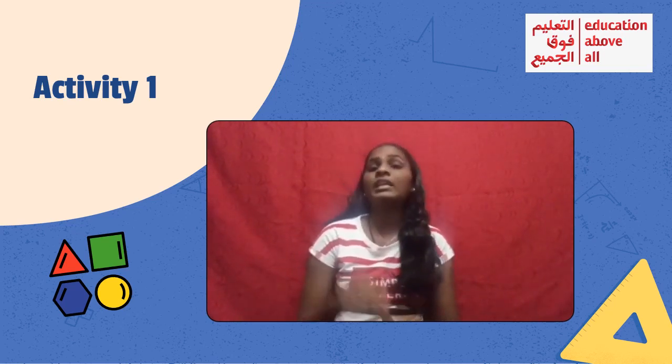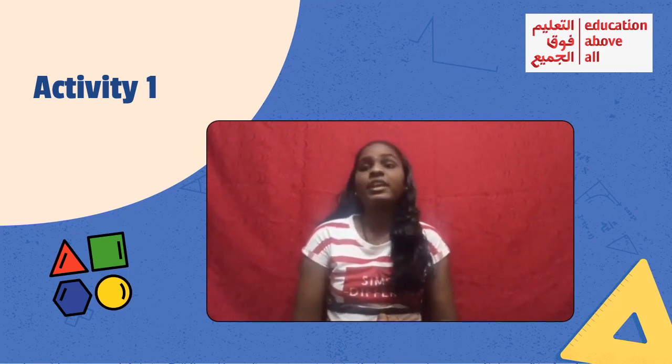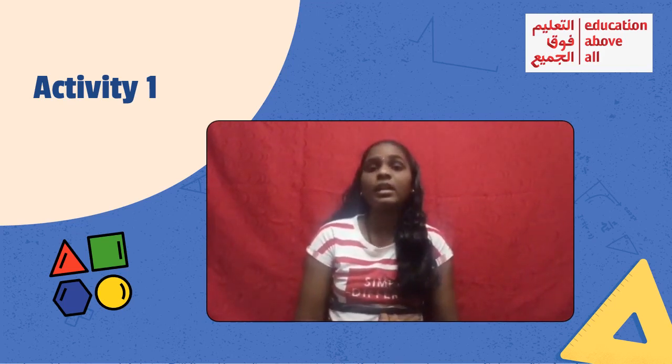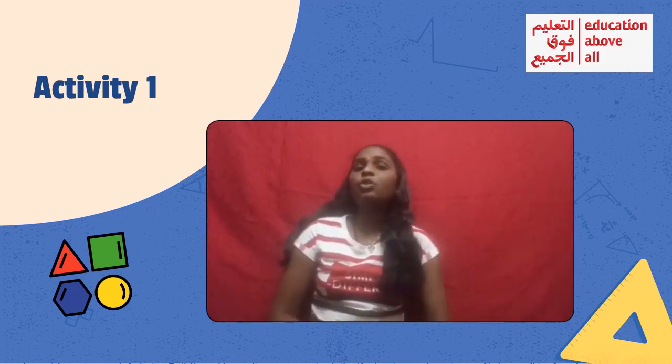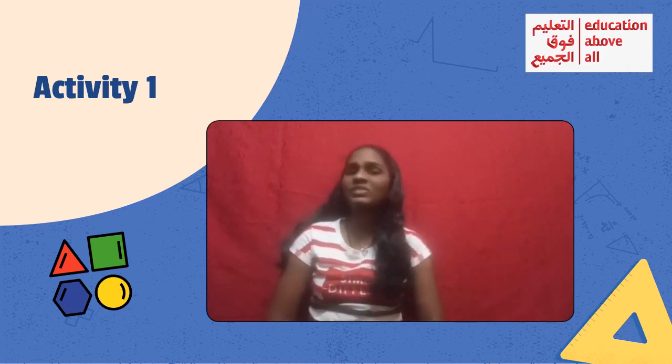A square has four equal sides and four right 90-degree angles. A rectangle has four angles, but its sides are not all equal. I would now like to go around the house and find various objects in each of these shapes as follows.